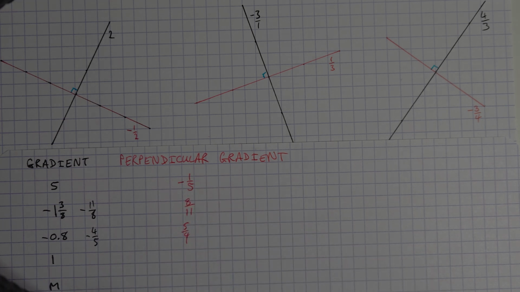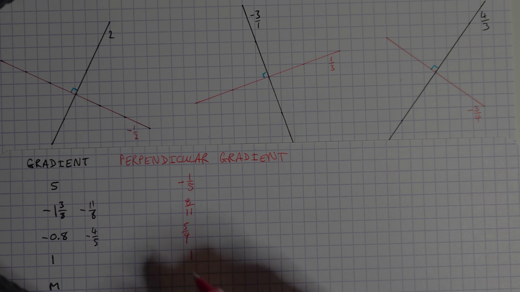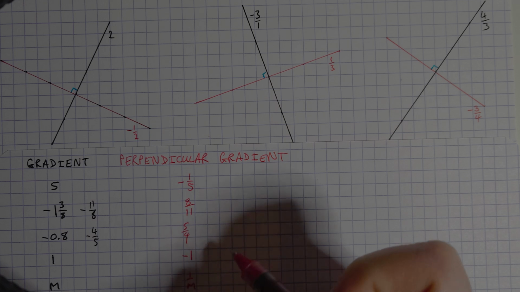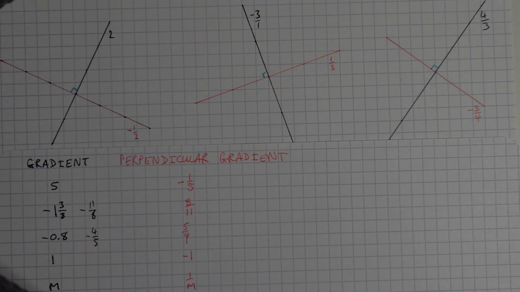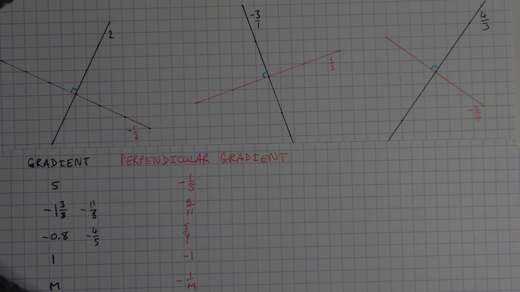If you flip 1 over, it's still 1, and positive becomes negative. If you flip m over, it's 1 over m. In the same sort of pattern up here, if it's just a single number or an integer, then you get a 1 over and minus. Okay, so flip it over and change the sign.